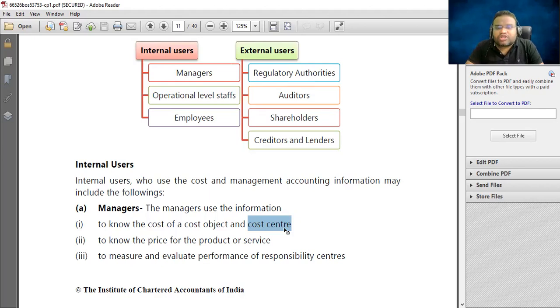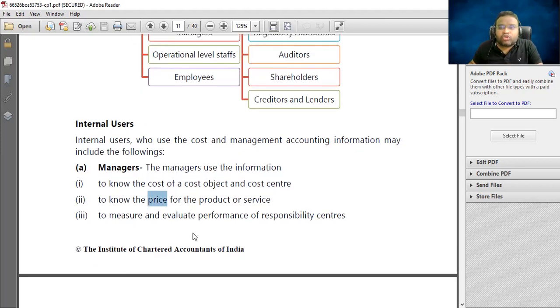So, to find out the cost of a cost object and cost center, because financial accounting gives only general ledger wise, whereas cost accounting gives me cost center wise or cost object wise. To know the price of a product or service, because when you know the cost of a product or service, you can add the margin to find out the price. To measure and evaluate performance of the responsibility centers.